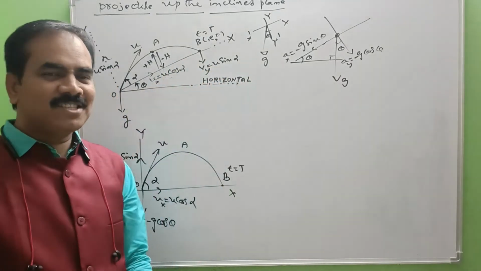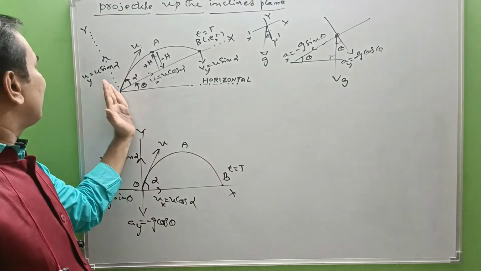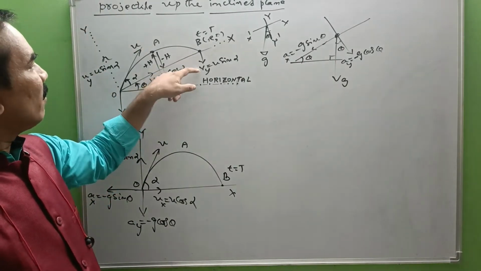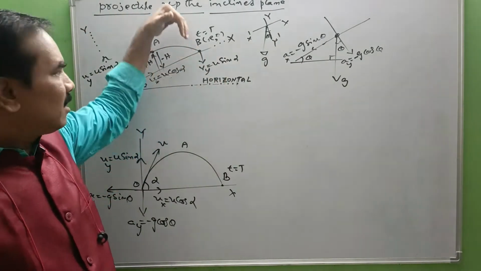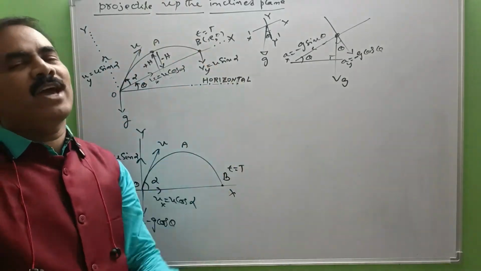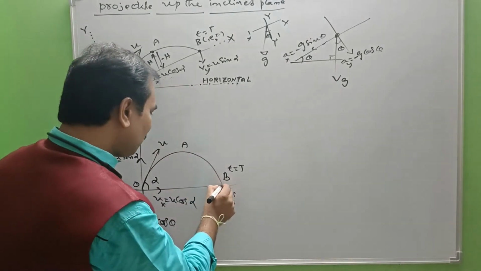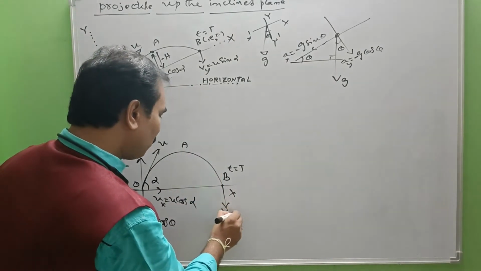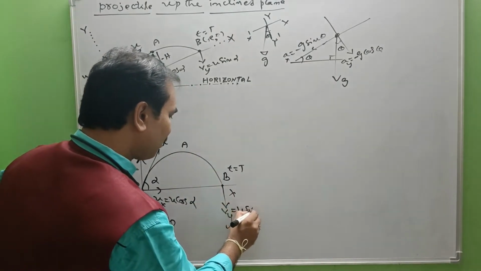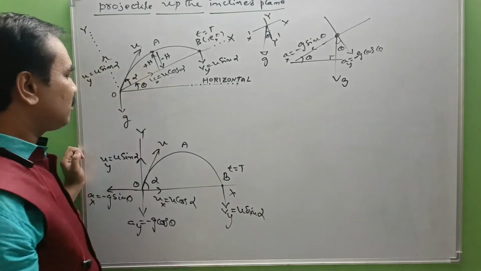What makes the difference here? Here u sin alpha is along the positive axis. Here Vy, that is u sin alpha, is along the negative y-axis. Okay, right? So the same can be written as Vy equal to u sin alpha. Alright? Okay.